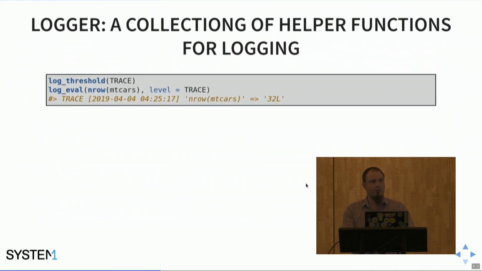There are some helper functions in logger, and I will just show you a couple examples. For example, this log_eval function will evaluate your R expression, this one, and also log the result. So you can see that this was run, this is the result. This is useful if you just want to record the changing values of a variable in a loop or in an R script.